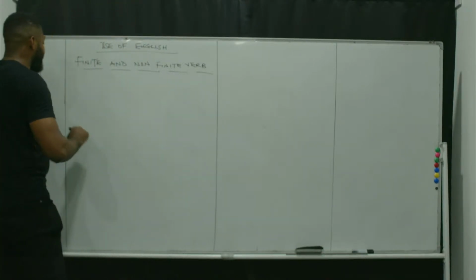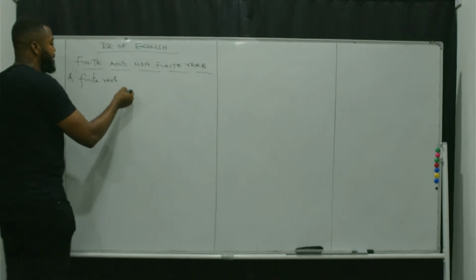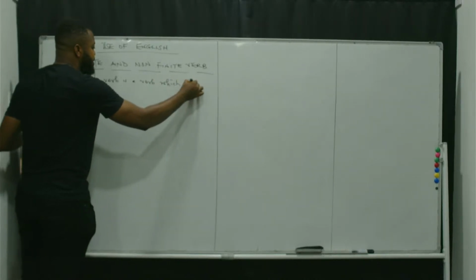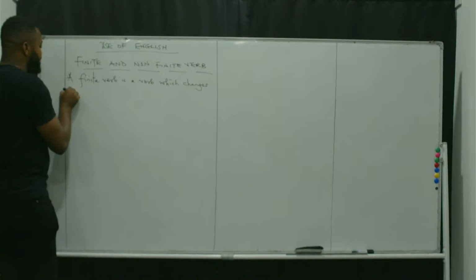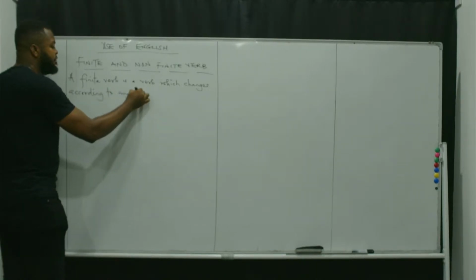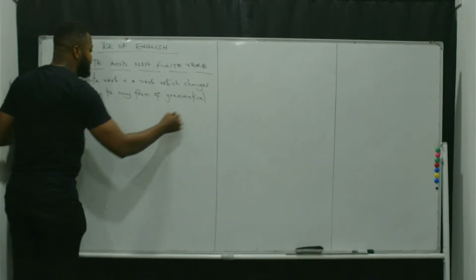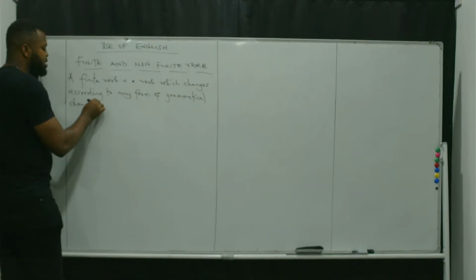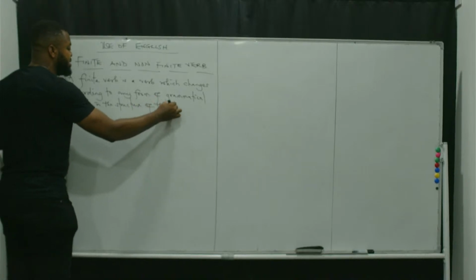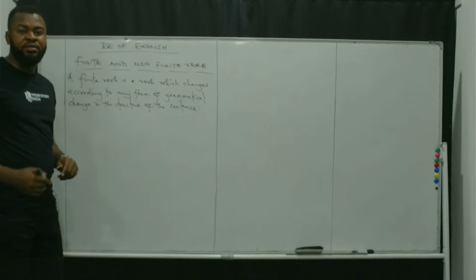Now here we have: a finite verb is a verb which changes according to any form of grammatical change in the structure of the sentence. Now let's try to explain this in detail, better.